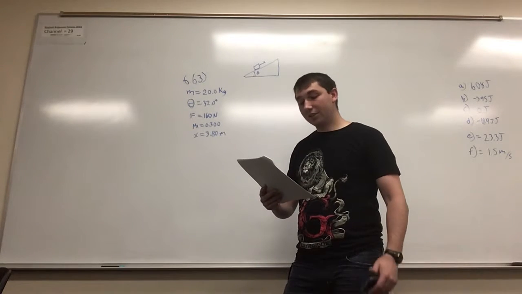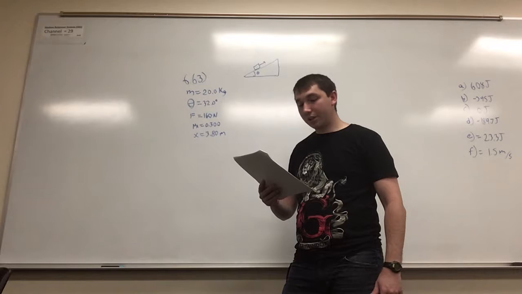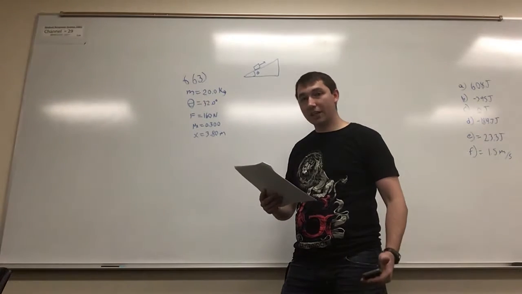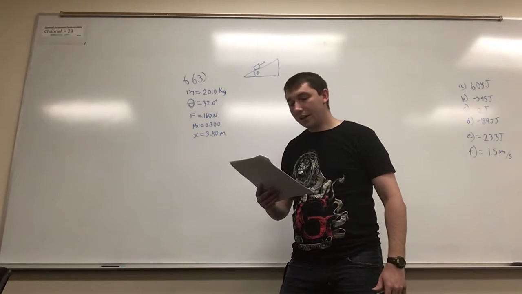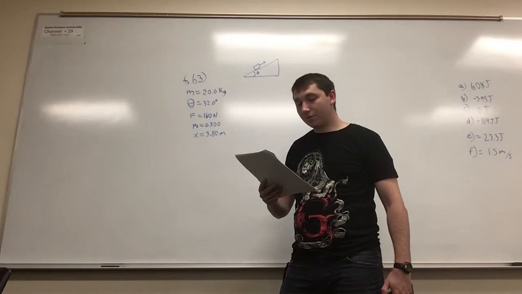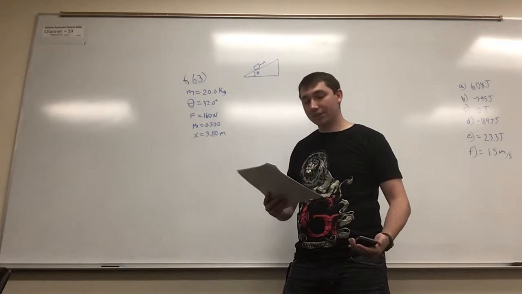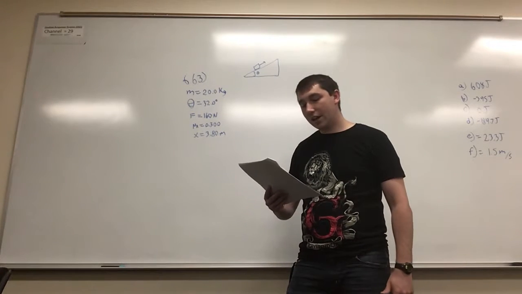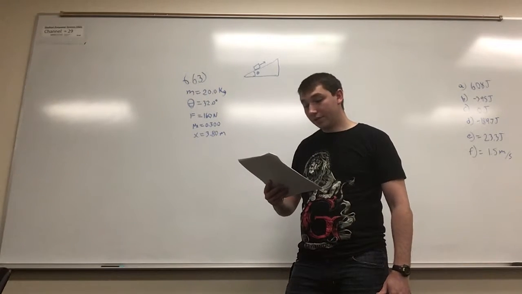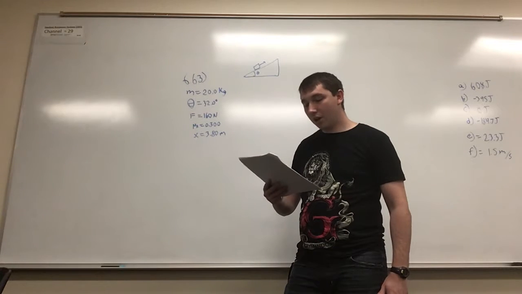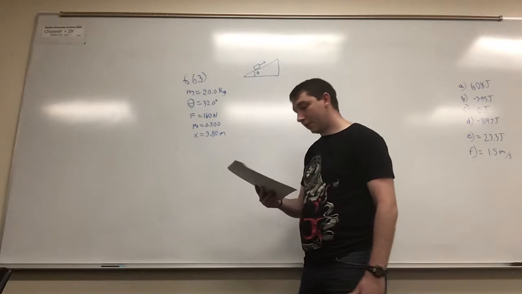is equal to 0.300. If the suitcase travels 3.8 meters along the ramp, calculate A, the work done on the suitcase by the force, B, the work done on the suitcase by the gravitational force, C, the work done on the suitcase by the normal force, and D, the work done on the suitcase by the frictional force. Then E asks, what is the total work done on the suitcase? And then finally, F, if the speed of the suitcase is 0 at the bottom of the ramp, what is its speed after it has traveled 3.8 meters along the ramp?